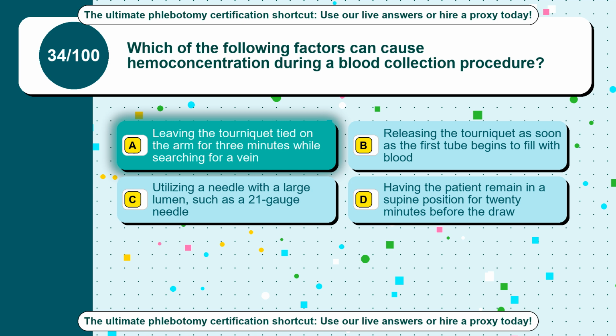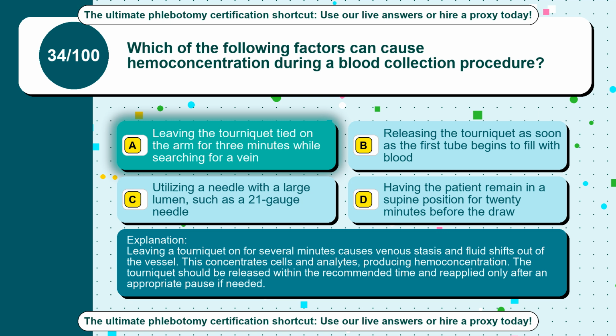Leaving the tourniquet tied on the arm for 3 minutes while searching for a vein. Leaving a tourniquet on for several minutes causes venous stasis and fluid shifts out of the vessel. This concentrates cells and analytes, producing hemoconcentration. The tourniquet should be released within the recommended time and reapplied only after an appropriate pause if needed.